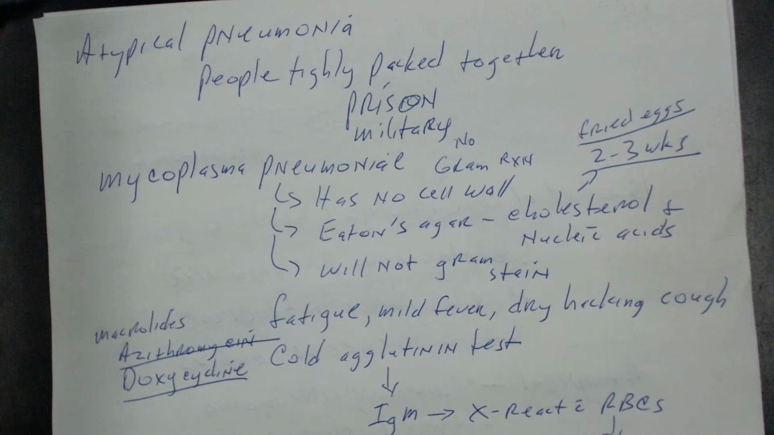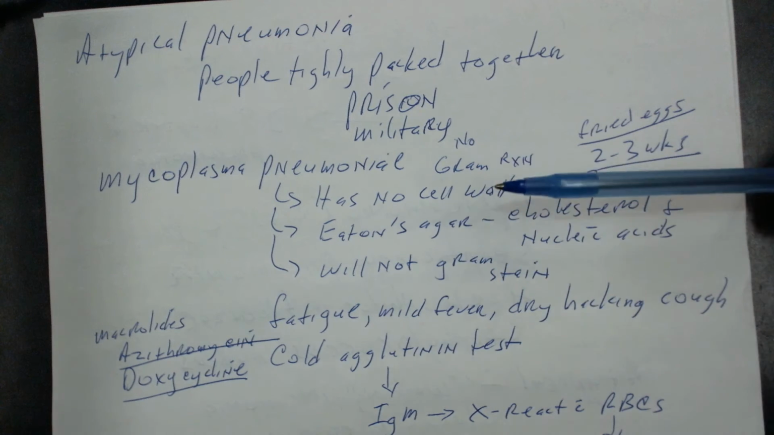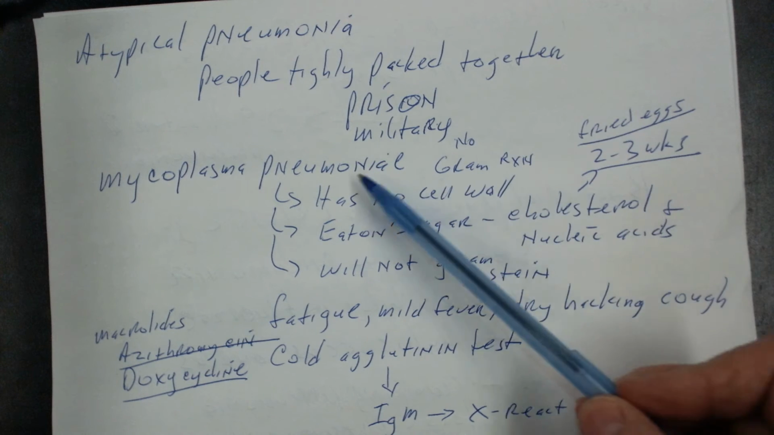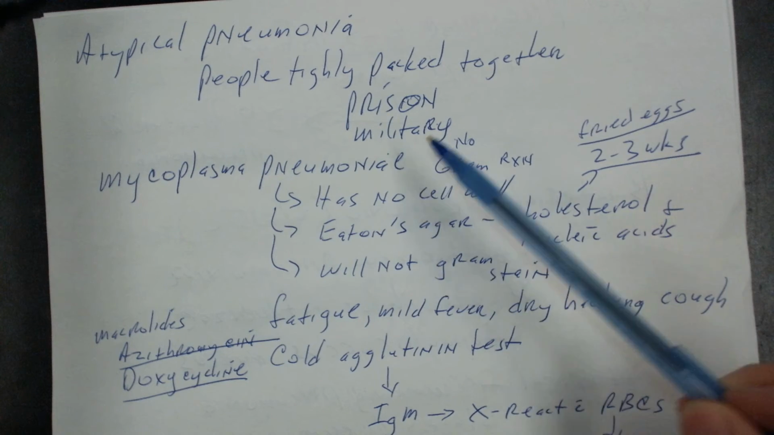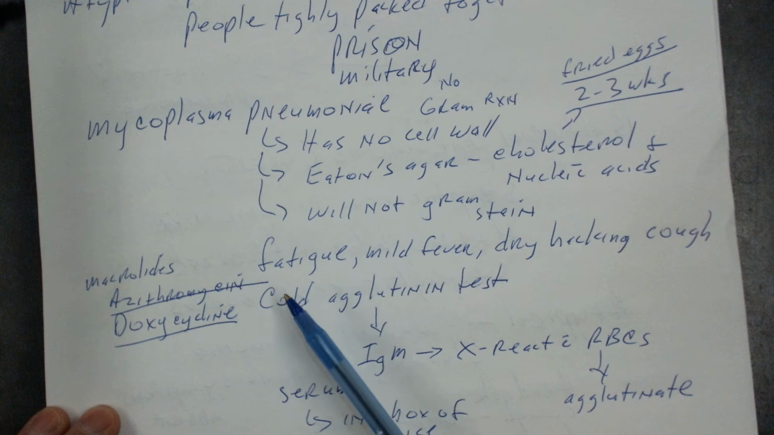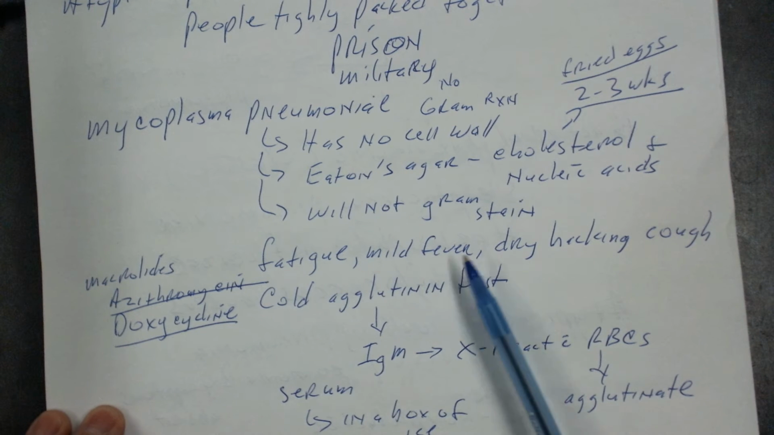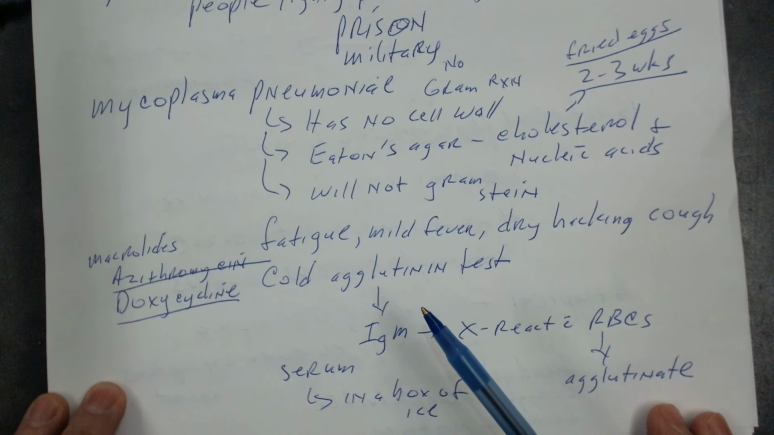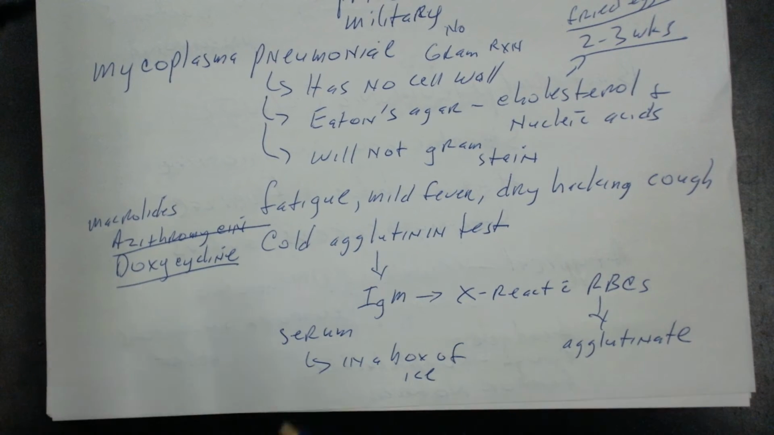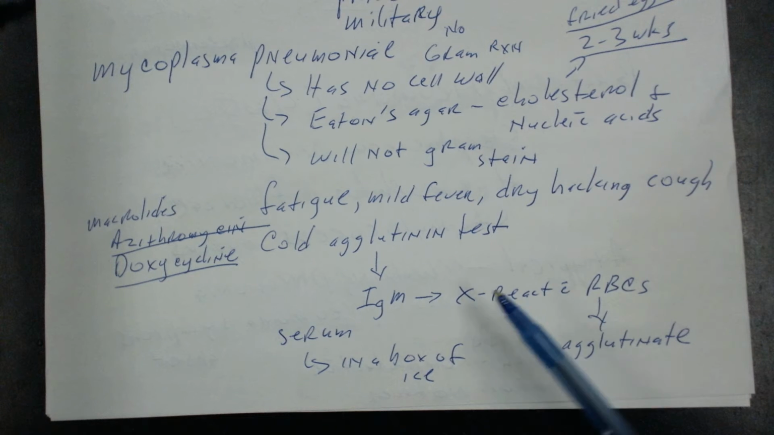Again, they will not gram stain. So if you have some sort of exudate, you don't get a gram stain, it might very well be Mycoplasma pneumoniae. You're going to see very generalized symptoms: fatigue, mild fever, dry hacking cough. There's a very good test for this. It's called the cold agglutinin test.